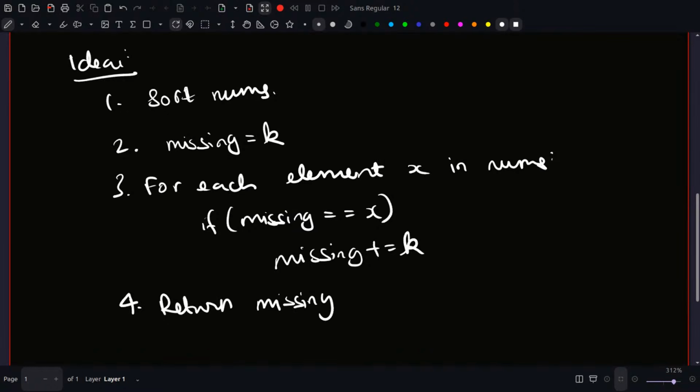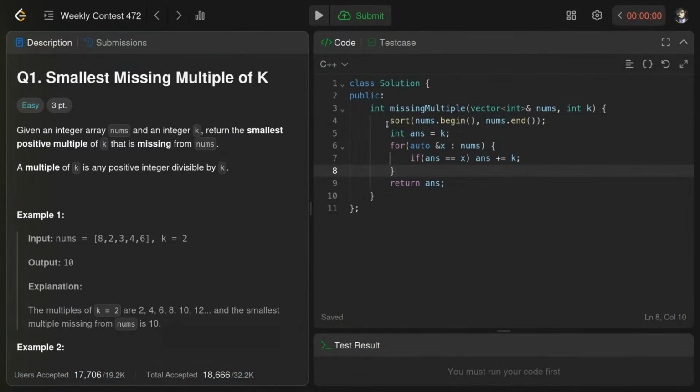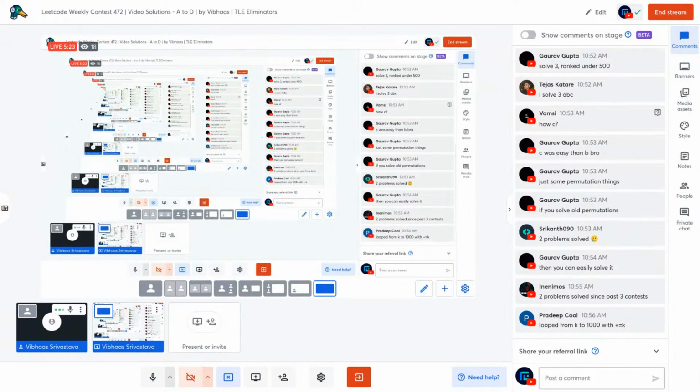So this solution is big O of n log n for the sorting. Otherwise, it runs in big O of n. So let's just write the overall time complexity as big O of n log n, right? Is this clear for everyone? Here's the code. We sort the given vector, and then we initialize our answer to k. We say that the smallest missing multiple is k. Then when we go through all the x, if we find that value, we can say, okay, now the next smallest missing is x plus k. And then finally we can return the answer. That's it.